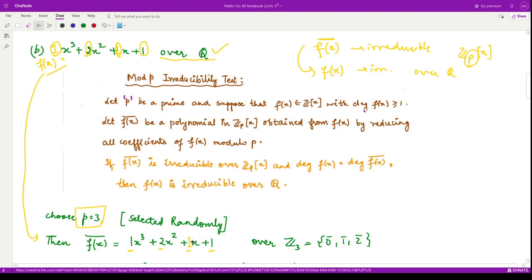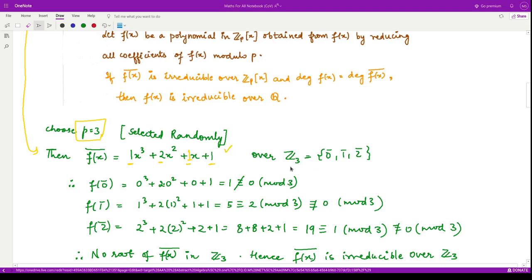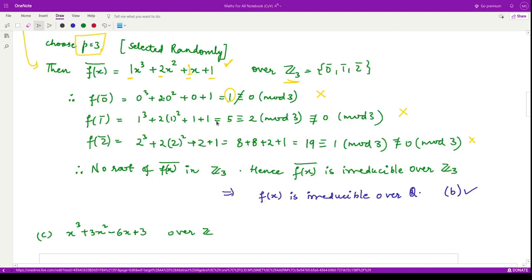Now we need to check the irreducibility of this polynomial over Z_3, and the elements of Z_3 are 0, 1 and 2. Let's check it one by one. In Z_3 we can look for its roots. Check f of 0: it comes out to be 1, which is not equal to 0 mod 3, so this is not a root. For 1, this is not a root. For 2, this is also not a root. I hope you can do this. It comes out to be 5, and mod 3 you just divide 5 by 3 and the remainder is 2, so this is also not equal to 0 mod 3.